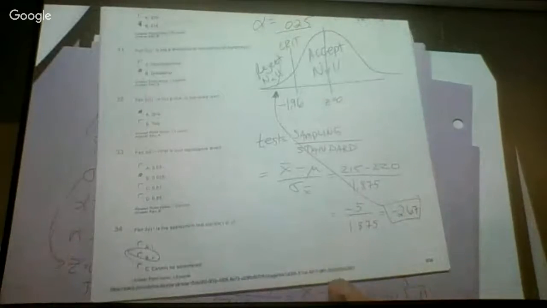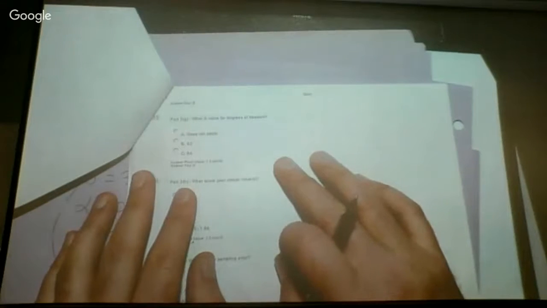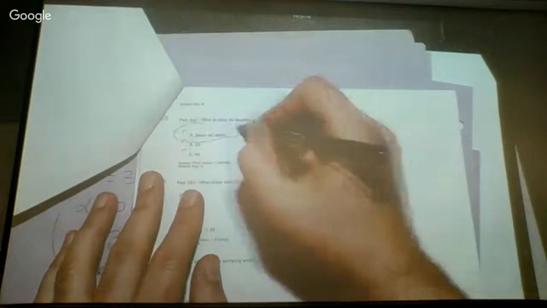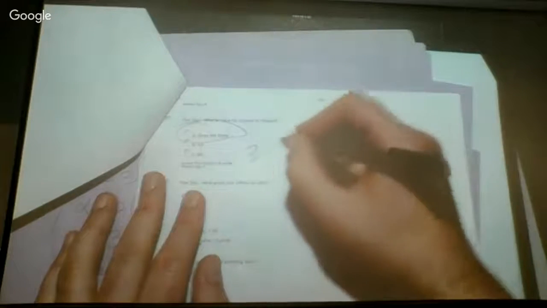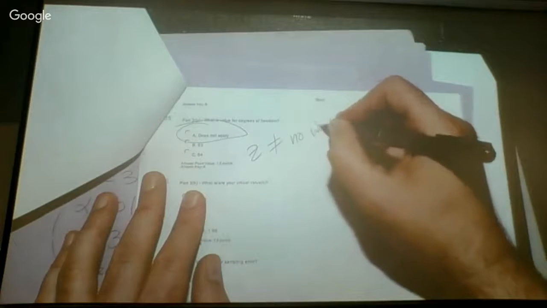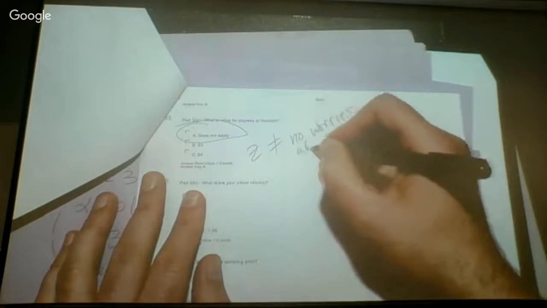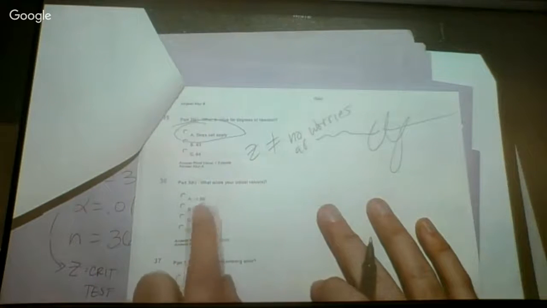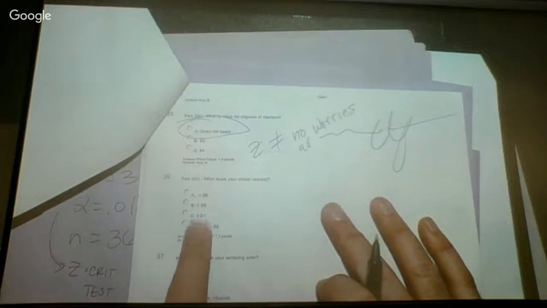Z, because I got sigma. What's the value for degrees of freedom? It does not apply, because Z means don't worry about degrees of freedom. What's the critical value? Negative 1.96. Okay, let's go with that one.